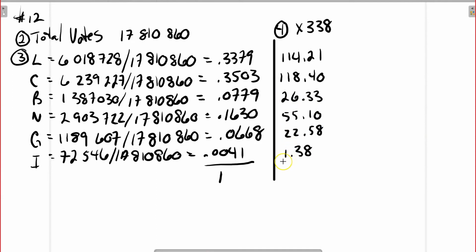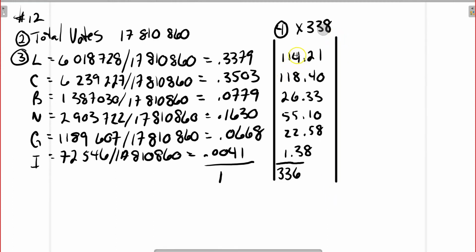The next thing we need to do is add up just the whole numbers. We ignore the decimals, and we just add up the whole number parts of each of those answers. If we add those up, 114, 118, 26, 55, 22, and 1, we should end up with 336. The key thing to note is that 336 is less than the total of 338 seats that we're supposed to have assigned. So we need to do something about that, and that's where the next step in the process comes in.